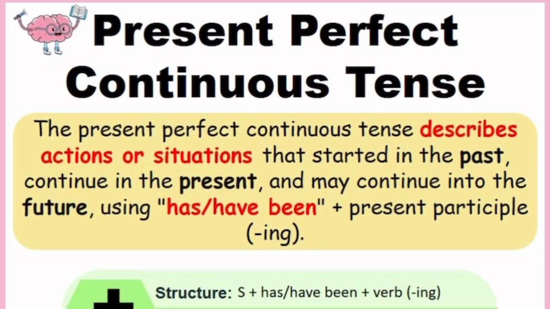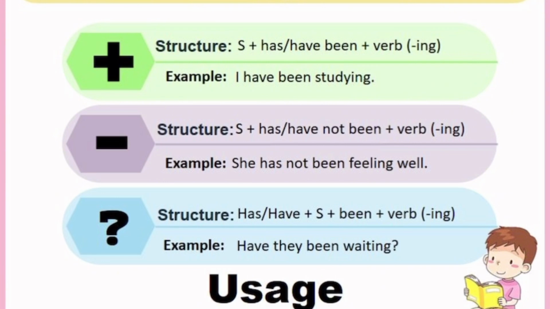Present perfect continuous tense. When do we use it? It describes actions or situations that started in the past and continue in the present, and possibly may or may not continue into the future. It started in the past, it is still happening in the present, and may or may not continue into the future. How do we construct present perfect continuous tense?